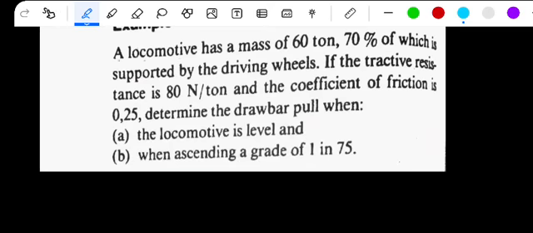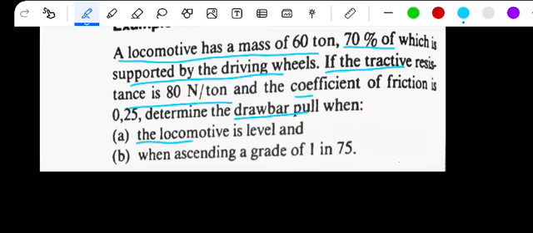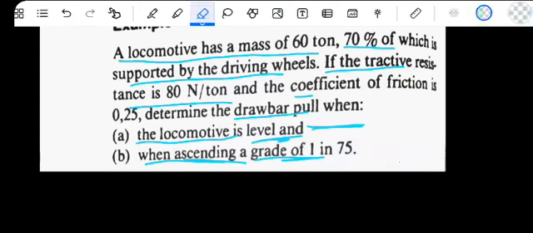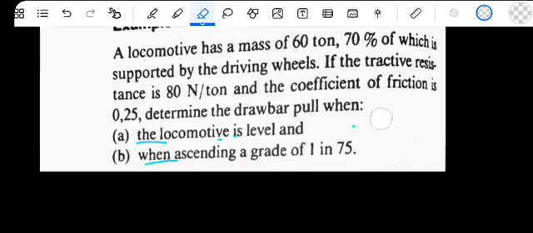Let's check. A locomotive has a mass of 60 tons, 70% of which is supported by the driving wheels. If the tractive resistance is 80 Newton per ton and the coefficient of friction is 0.5, determine the drawbar pull when the locomotive is level. This question, I think I saw in N5. I remember drawbar pull, the one that's supposed to be minus.